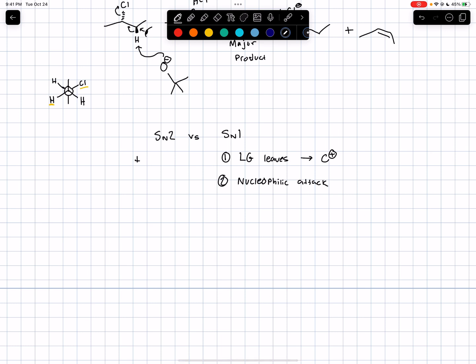This one is concerted. So as the leaving group leaves, the nucleophile attacks. And I guess technically it should be the other way around, right? The nucleophile attacks first, and then the leaving group leaves once the nucleophile starts forming a bond. So that's the main difference between SN2 and SN1.